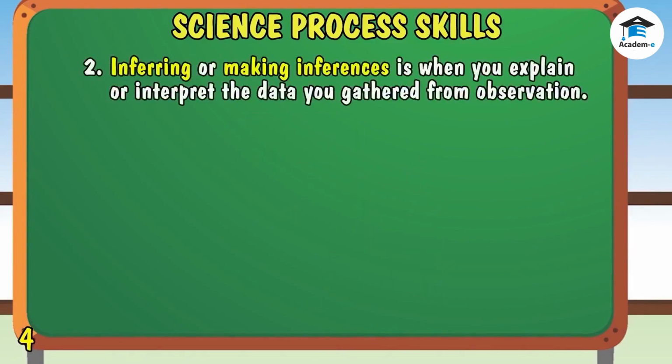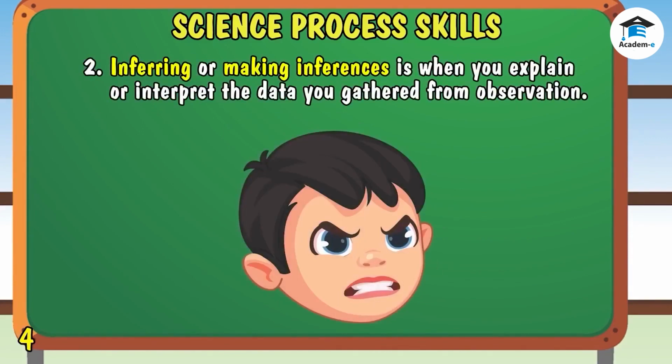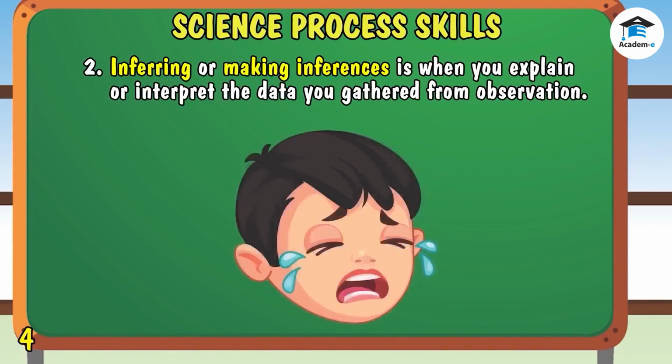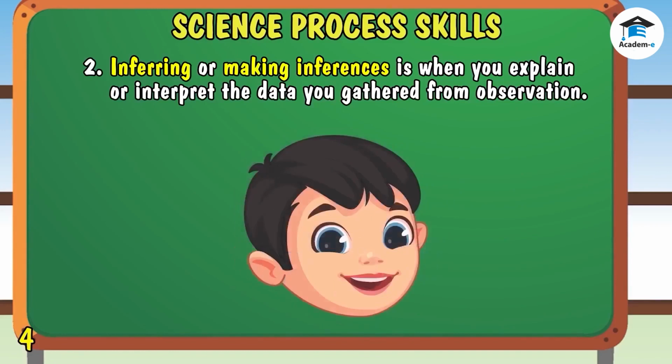2. Inferring or making inferences is when you explain or interpret the data you gathered from observation. Try to observe the facial expression of the boy and make inferences about it. Correct. The boy is angry. Yes, the boy is crying or sad. Very good, the boy is happy.